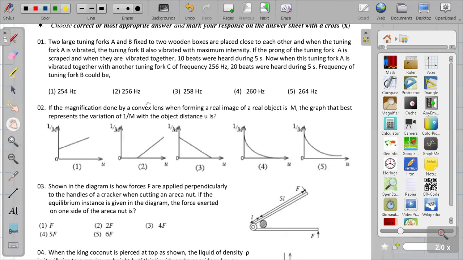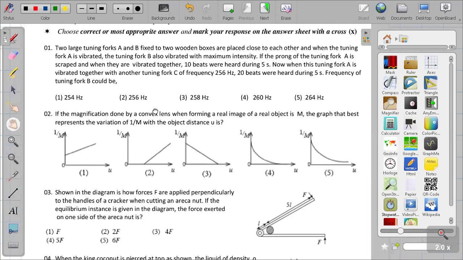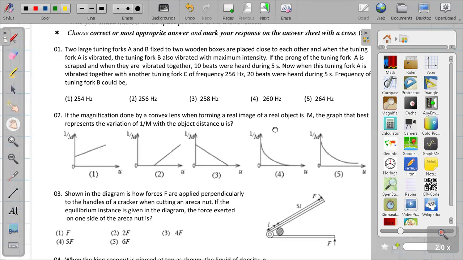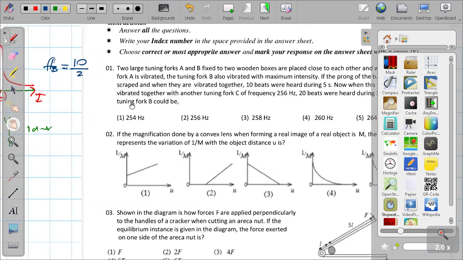If the prong of the tuning fork A is squared and when they are vibrated together, 10 beats are heard during 5 seconds. 10 is not the beat frequency, it is for 5 seconds. So you have to first find out the beat frequency, 10 over 5 seconds.